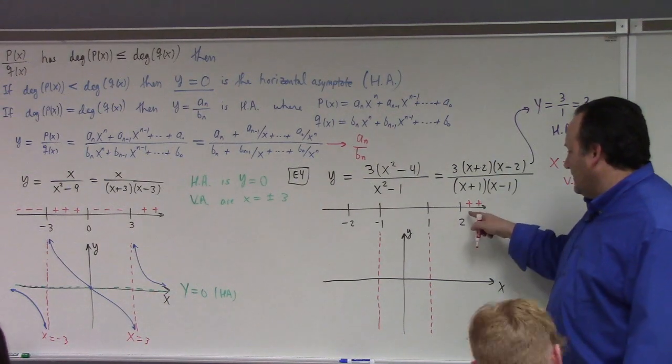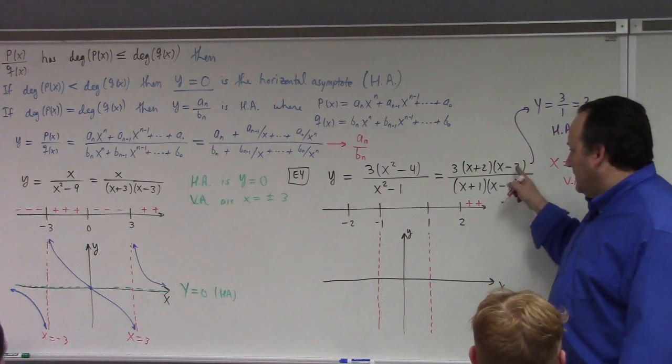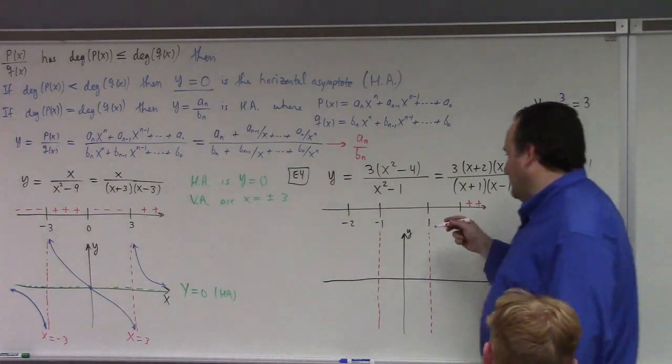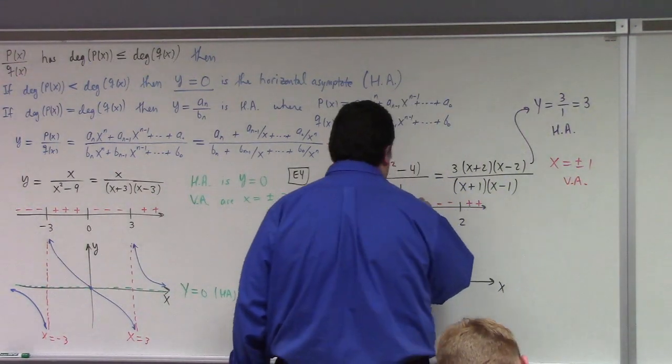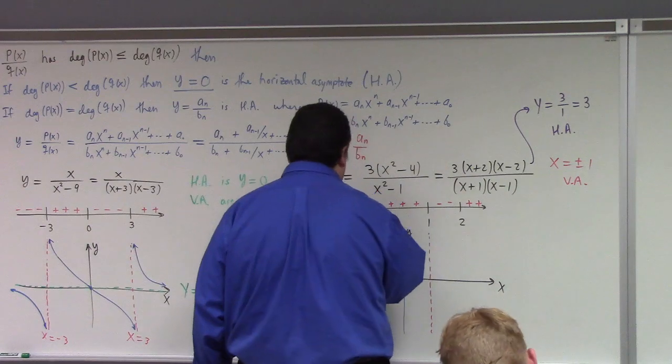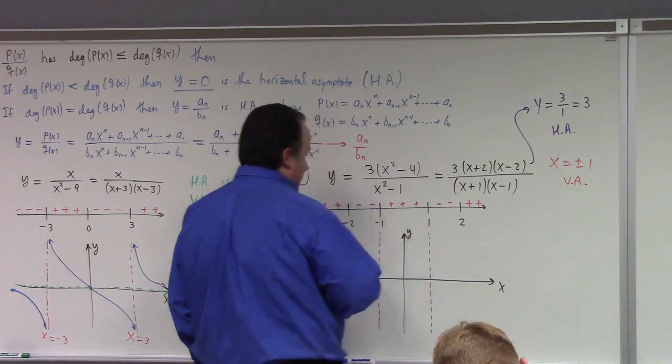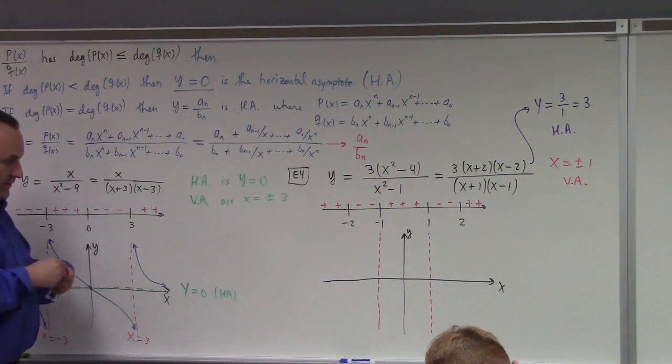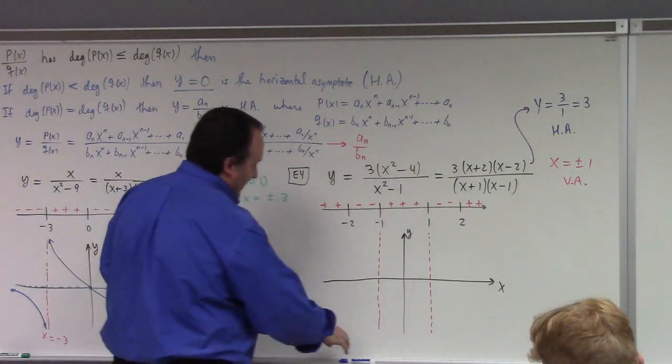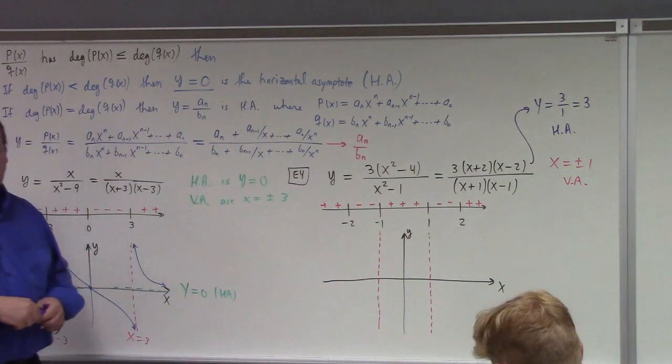So let's see here. If I plug in like 3, it gives me plus. But then these are all odd multiplicity, so we flip signs each time. Don't worry, I'll do one without the flipping soon. Maybe next one. All right, so where are my x-intercepts? Do I have any? I do. I've got an x-intercept where?